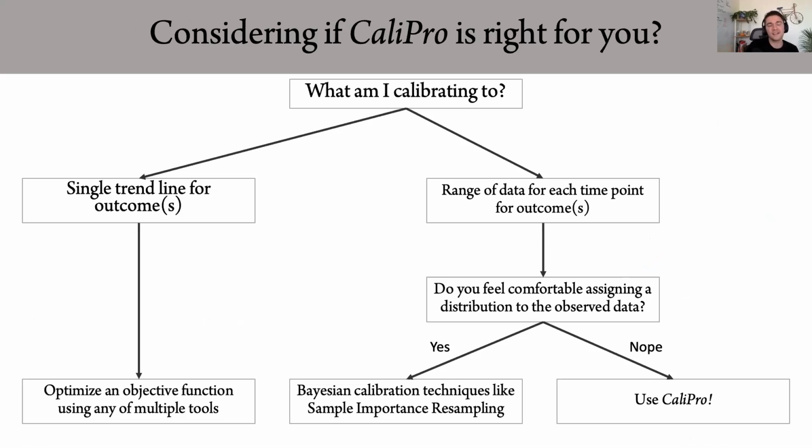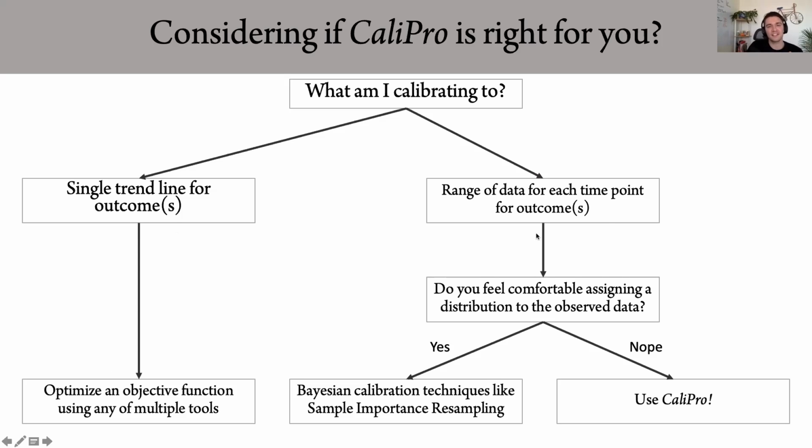So if you're sitting out there and you're wondering if CaliPro is right for you, I've built this decision tree here. First you should ask the question of what am I actually calibrating to? If I'm calibrating to a single trend line for several different outcomes, you should absolutely use the traditional calibration scheme, optimize an objective function using any of the multiple tools that are out there. They've been out there forever. They're really smart and efficient. That's the way to do it.